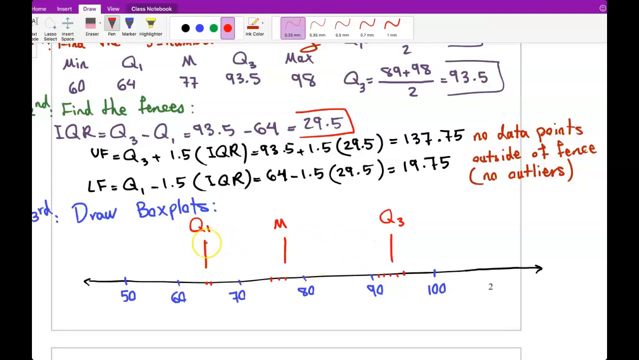Now connect these to draw the box plot. And also our max is 98.